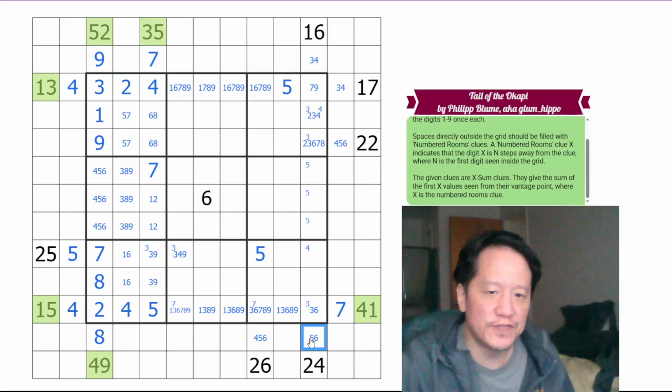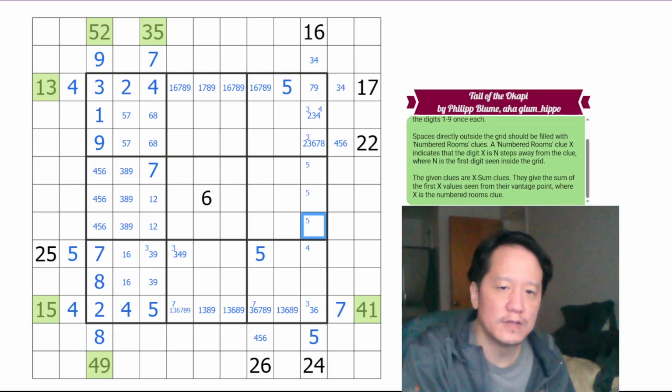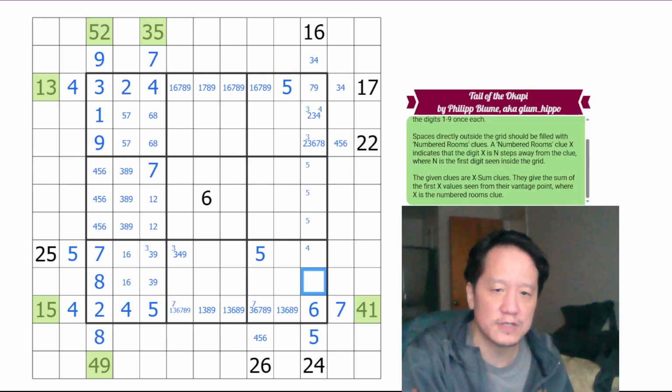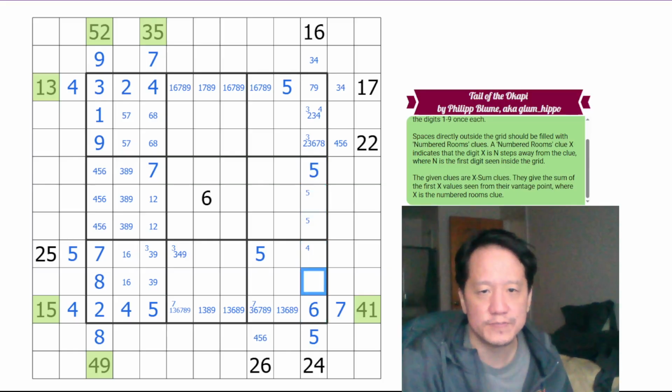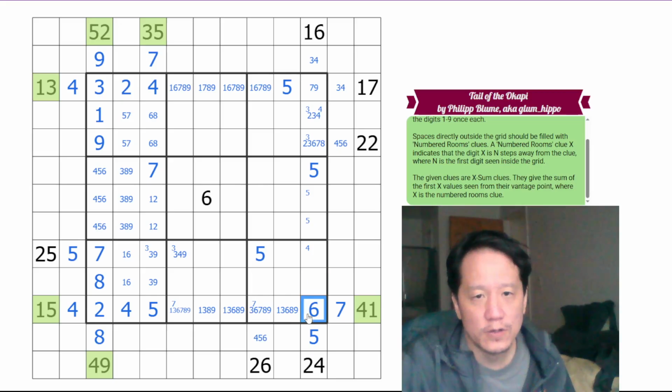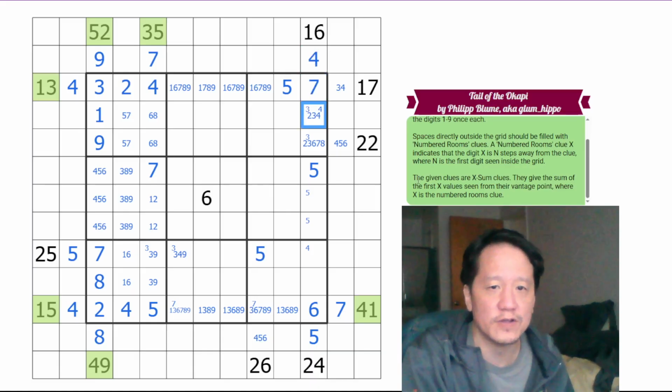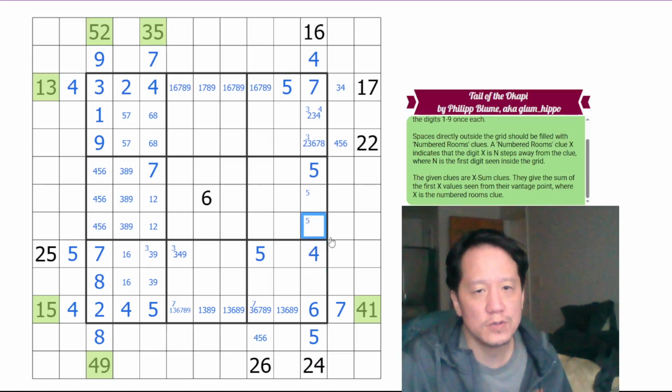If this is 5, that means this has to be a 6 here, because 5 can only be in the 4, 5, or 6 position. So if we have 5, that means this has to be 6, which makes this 5. So 3 cannot be in the 9th position. So this must be 4, 7. So this must be 4 here. And this is 2, 3.